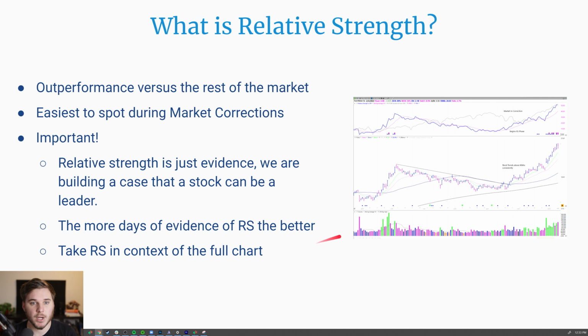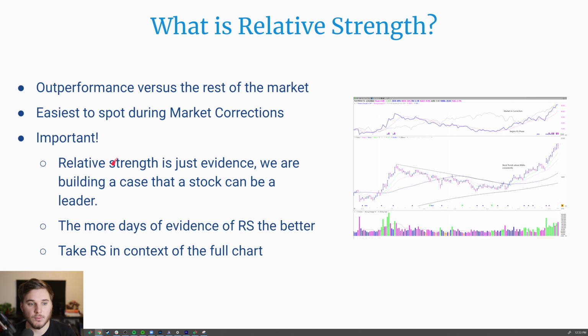So starting things off, let's talk about, first of all, what is relative strength? It is basically outperformance versus the rest of the market. And it's often easiest to spot during market corrections, where the stocks that aren't being supported by institutions are going to be in downtrends below their key moving averages, and the stocks showing RS are going to be really standing out, making new price and RS line all-time highs, as we'll get into, or even just trending up the right-hand side of bases above their key moving averages.